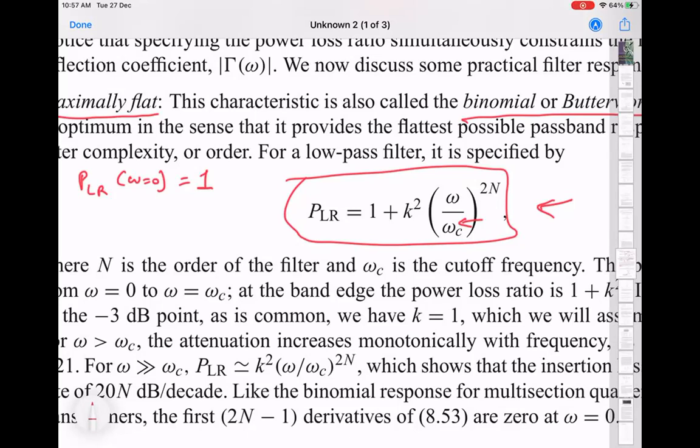Doesn't matter what the power is here, that will still be 1. So then if you want the power loss ratio to be double of what it was, because that is the same as transmitting half of it, then this k square has to be 1. So this k square helps you define what the power loss ratio is at the cutoff frequency.